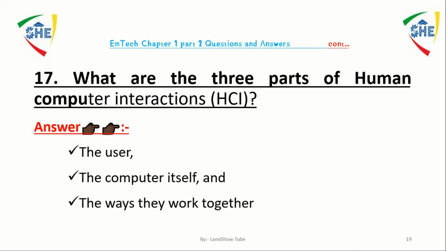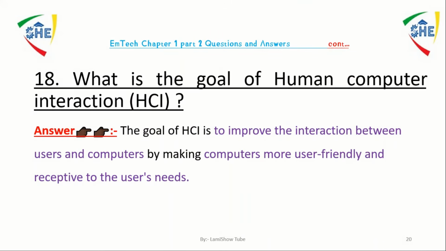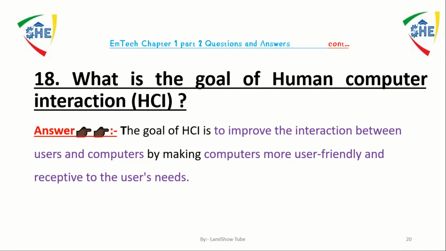Question number 17. What are the 3 parts of human-computer interaction, or HCI or HMI? These are the answer. Question number 18. What is the goal of human-computer interaction, or HMI or HCI? Here is the answer.